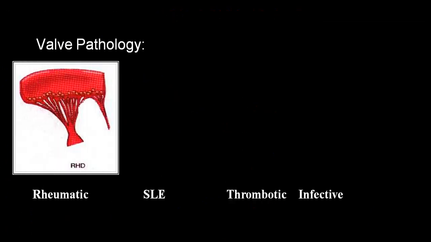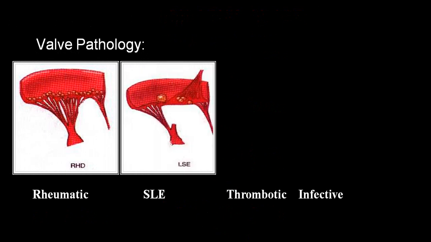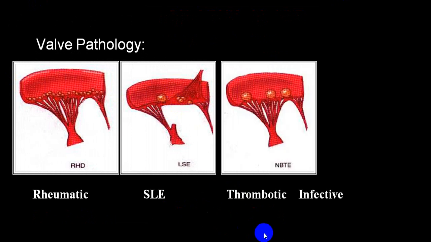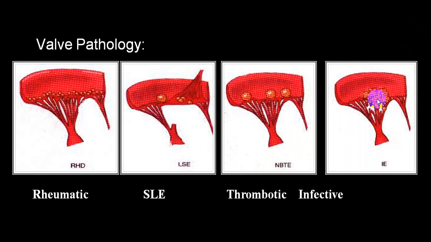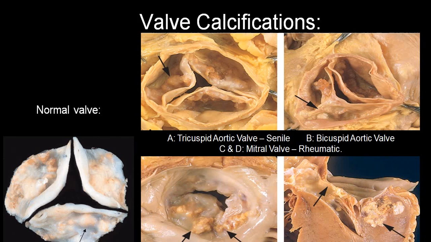Now this is some of the pictures. This is typical rheumatic involvement. This is SLE, which is involving the undersurface, and the most common valve involved is the mitral valve. This is non-bacterial thromboembolic involvement, also called Marantic involvement. And this is infective endocarditis, which involves the valvular surface of a valve and then produces local destruction. Following destruction, you will have mainly regurgitation rather than stenosis.